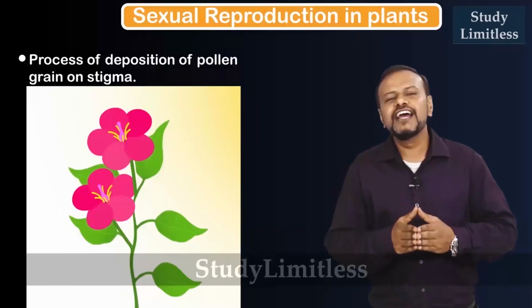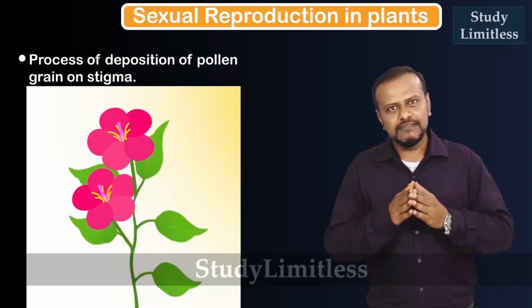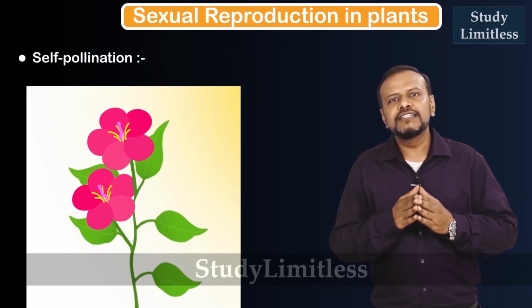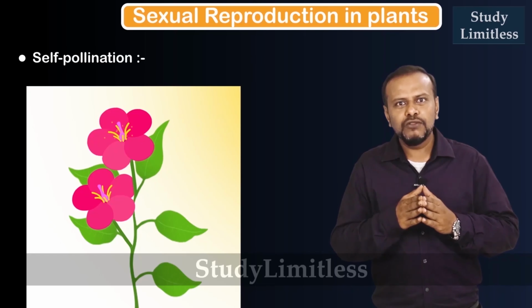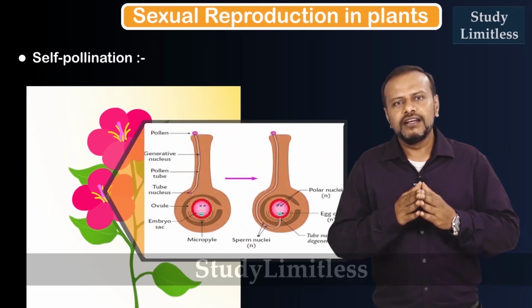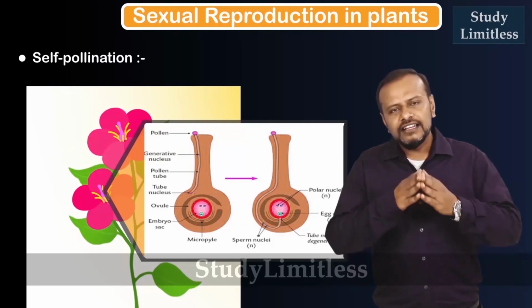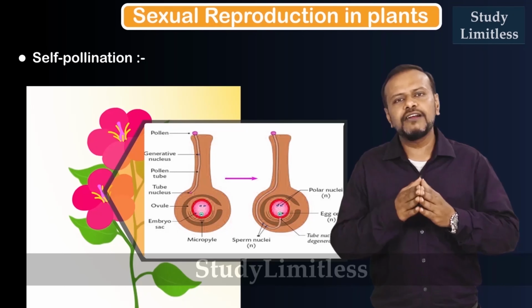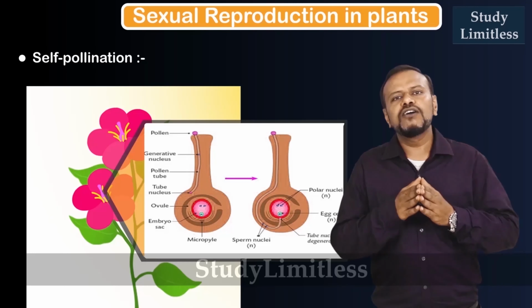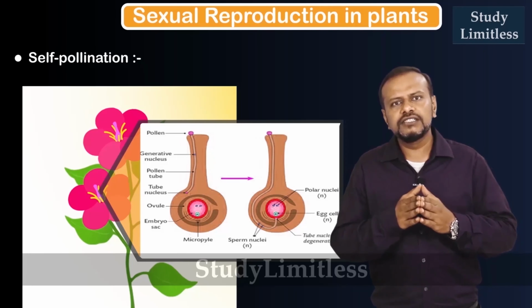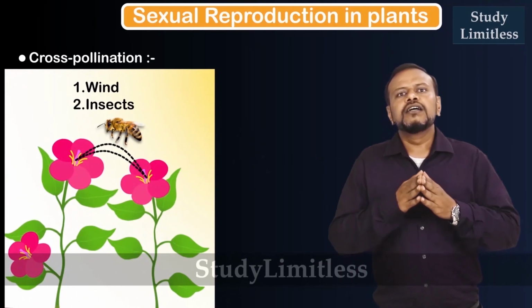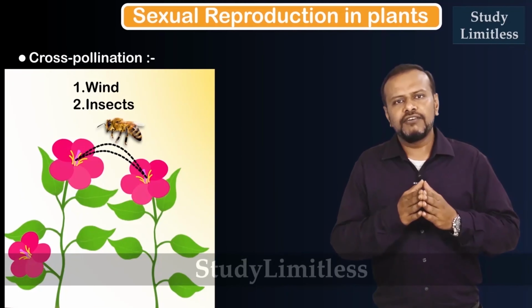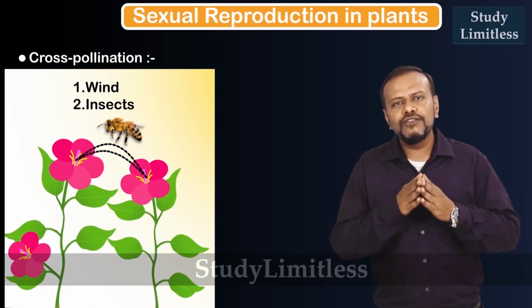Sexual reproduction in plants occurs with the process of pollination. In the process of pollination, the pollen grains of the same flower or a flower of the same plant are deposited on the stigma. This condition wherein the ovules get fertilized by the anthers or pollens of the same flower or plant is called self-pollination. In another process called cross-pollination, the pollen grains from a distant flower or plant are deposited on the stigma of the female flower.